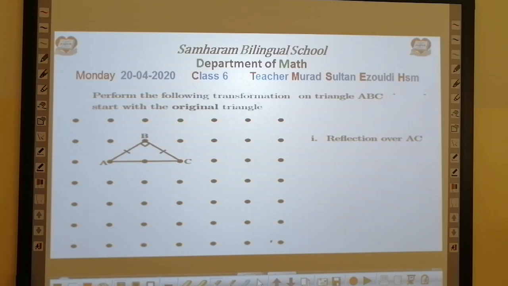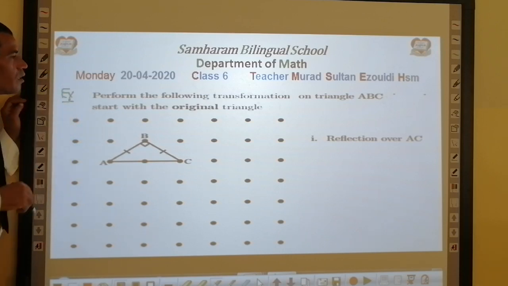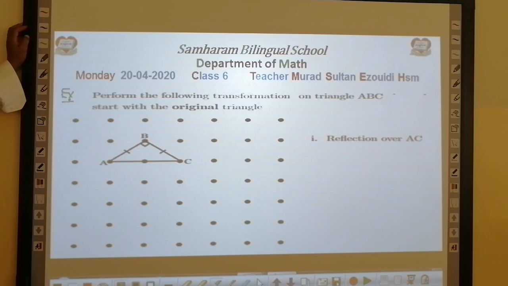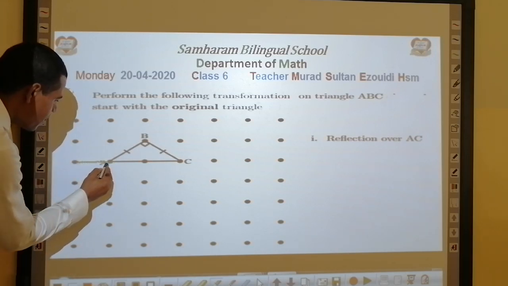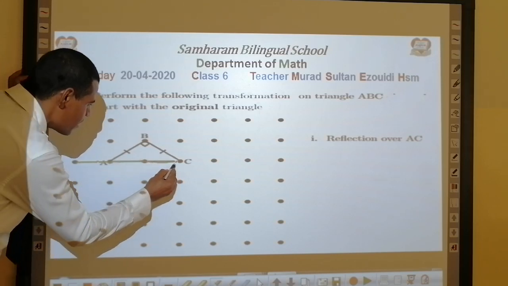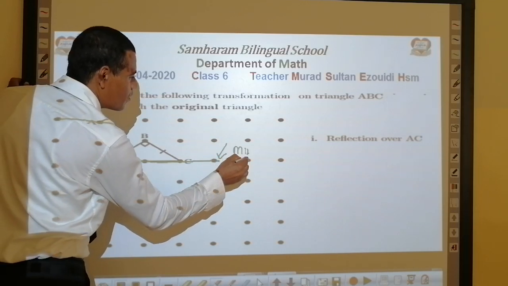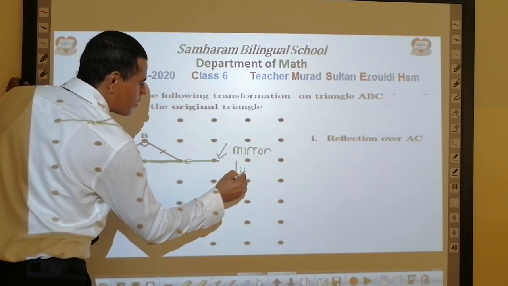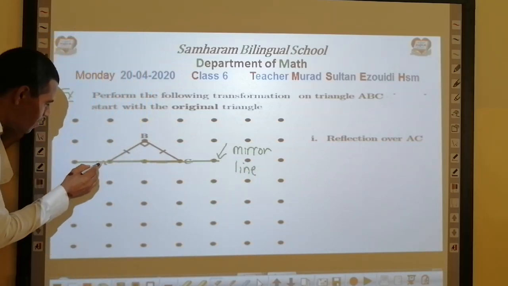Now, perform the following transformation on the triangle ABC as an exercise. ABC is an isosceles triangle. Start with the original triangle. Reflection over AC. This is the mirror line. AC now represents the mirror line. Okay? The green one is the mirror line. Precisely, AC is the mirror line.